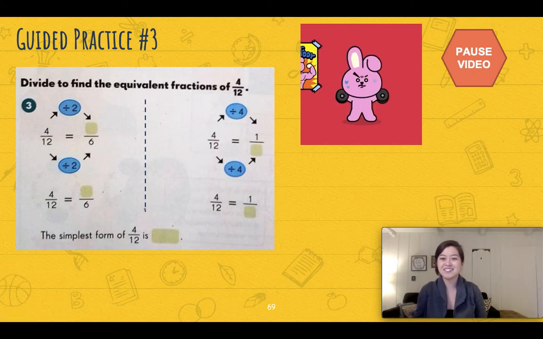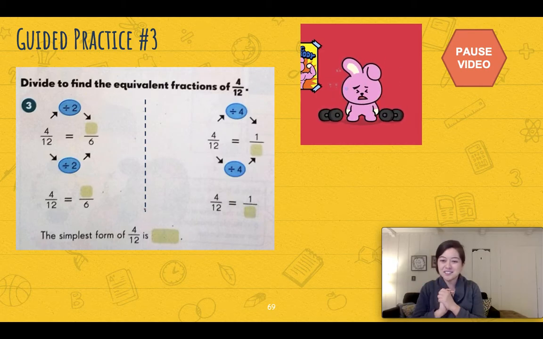All right, it's your turn. Work your brain. Please complete number 3. See you soon.